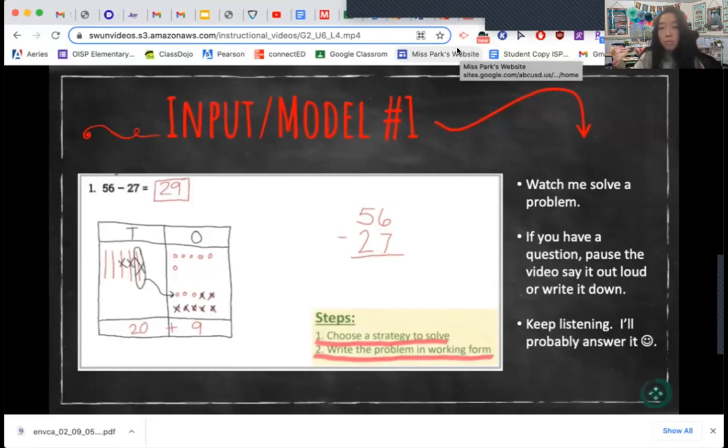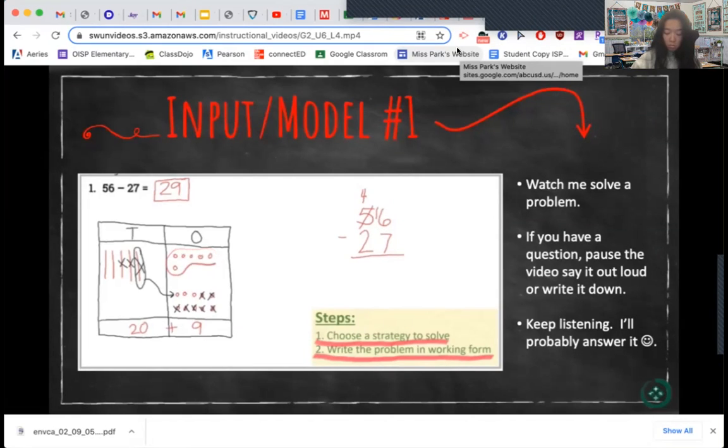so we need to regroup. I'm going to regroup my tens place. I'm going to show that these 5 tens can now become 4 tens, and I will give 10 ones to the ones place. So no longer are there 6 ones in the ones place, there are 16 ones in the ones place. I did the same thing over here.